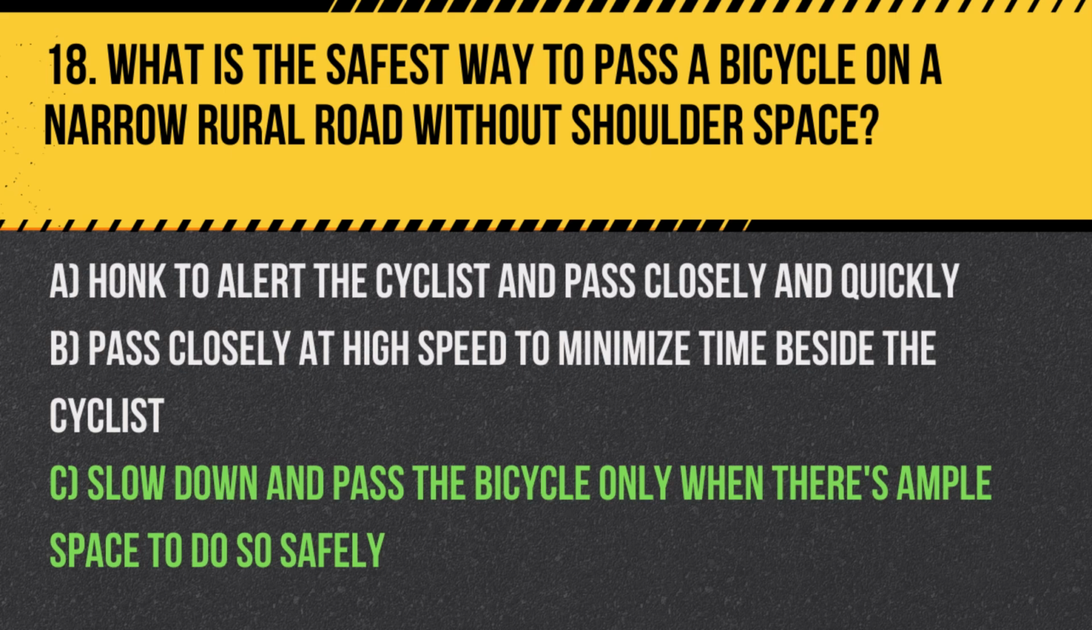Answer: C. Slow down and pass the bicycle only when there's ample space to do so safely. Giving cyclists enough room ensures both the driver's and cyclists' safety.